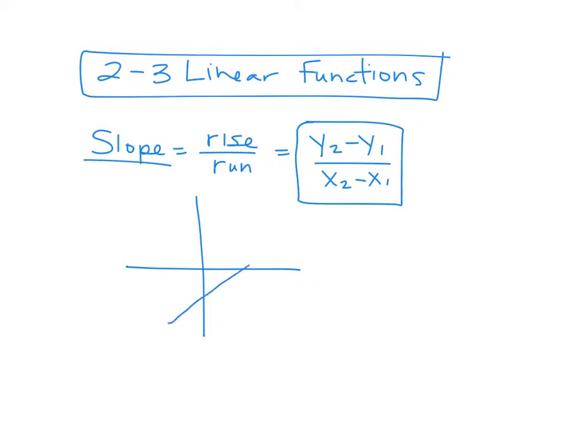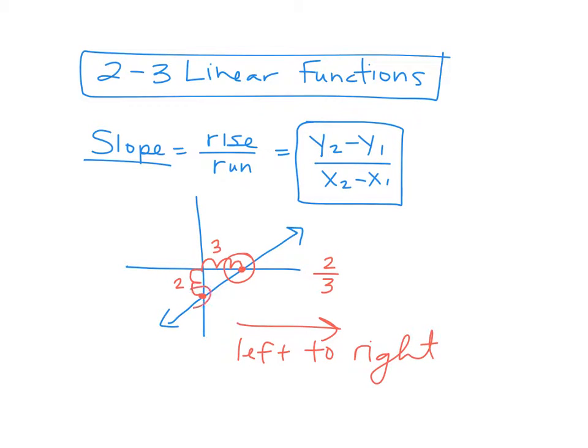So if I have something like this, say that's my line, and I want to find the slope of that line, if we start at this point and go to this point, your rise goes first, your run goes second. So I rose 2, I ran 3, so my slope is 2 over 3. Rise first, run second, and always go left to right. If I were to start at this point and go to the left, it's going to look like my slope is negative, and it's not. So go left to right, and then you'll get the right slope.